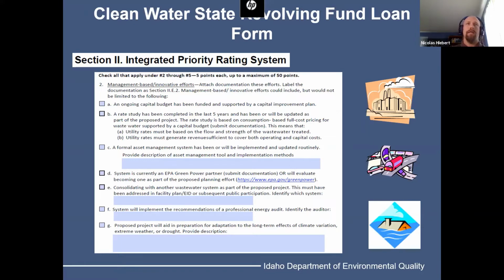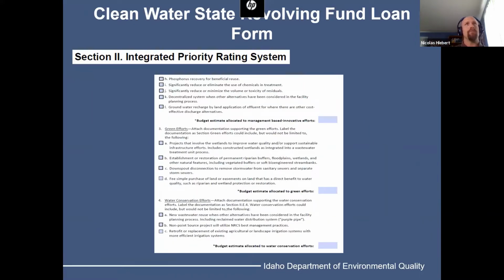Moving to the next slide, again, there are some more examples here under management innovative efforts, items H through L, that give some ideas of what more innovative Green Project Reserve elements might look like. You will see at the end of that section a budget estimate allocation for those management-based innovative efforts. This is something that we've added to the LOI this year for each criteria, each category of Green Project Reserve.